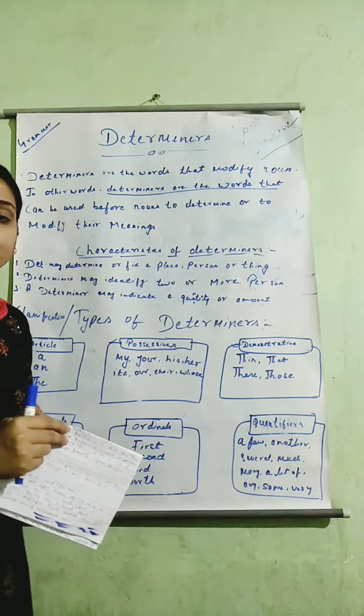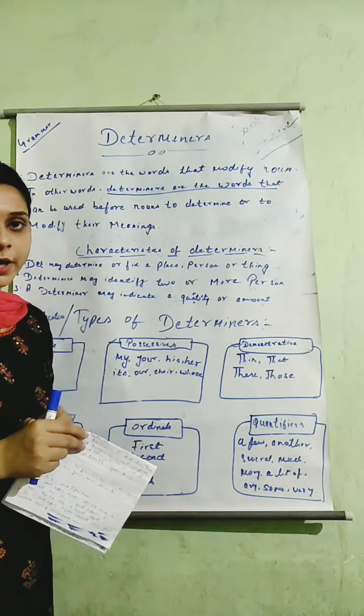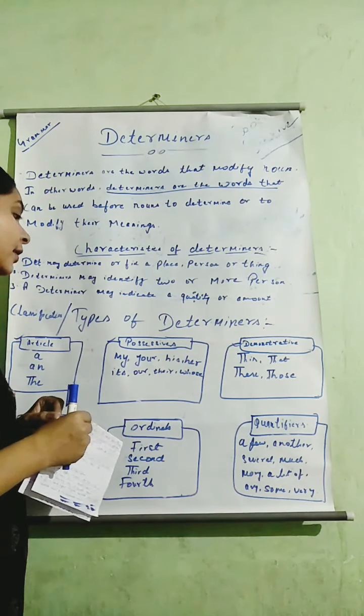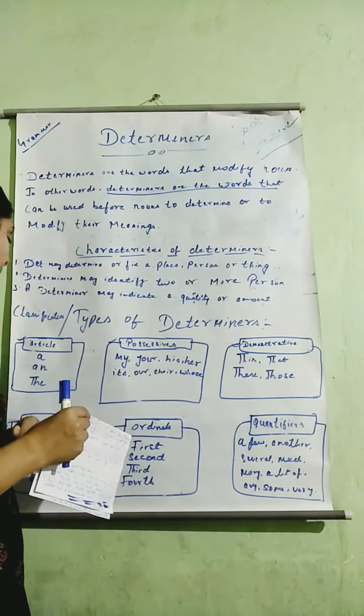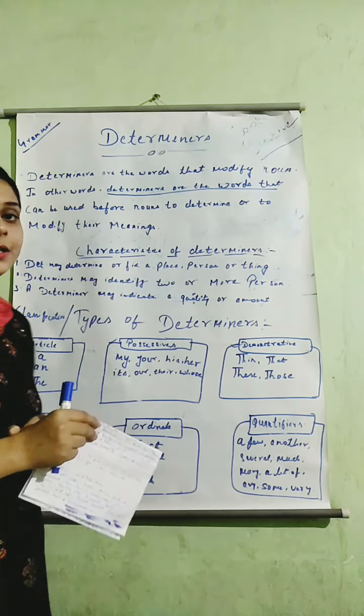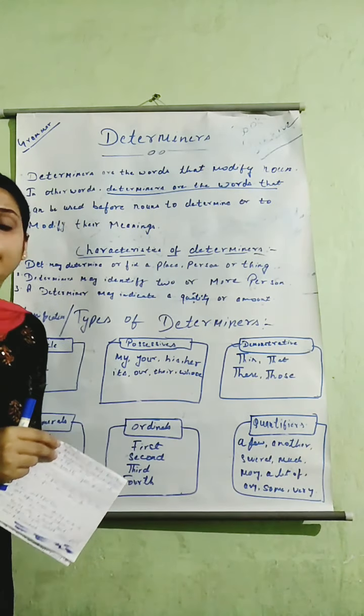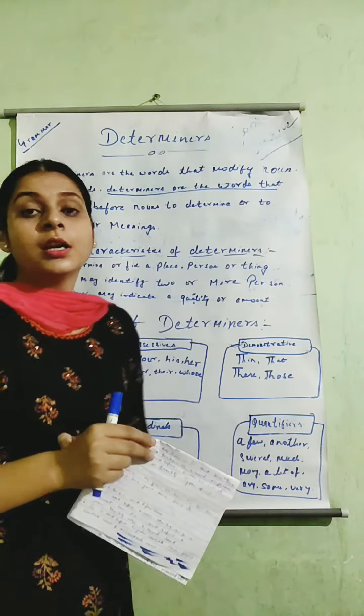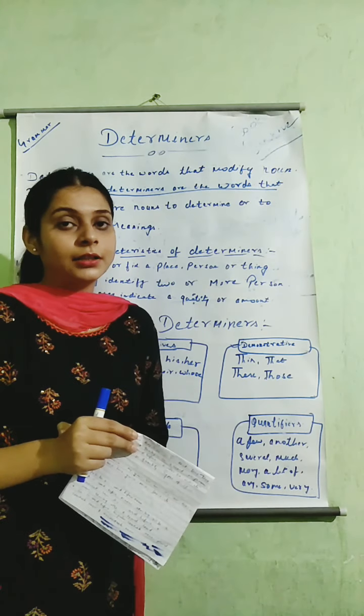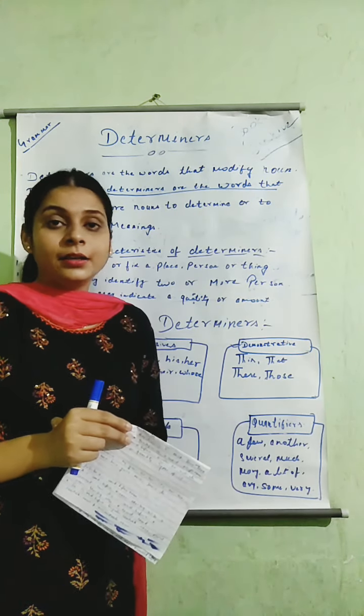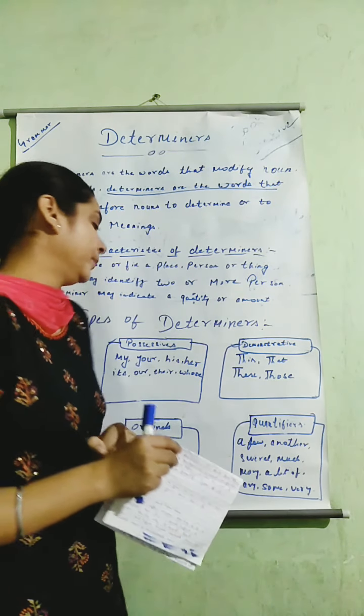Now we will talk about the classification of determiners. Determiners are of four types. The first type of determiner is the article, in which a, an and the fall. The is the definite article, and a and an are the indefinite articles.